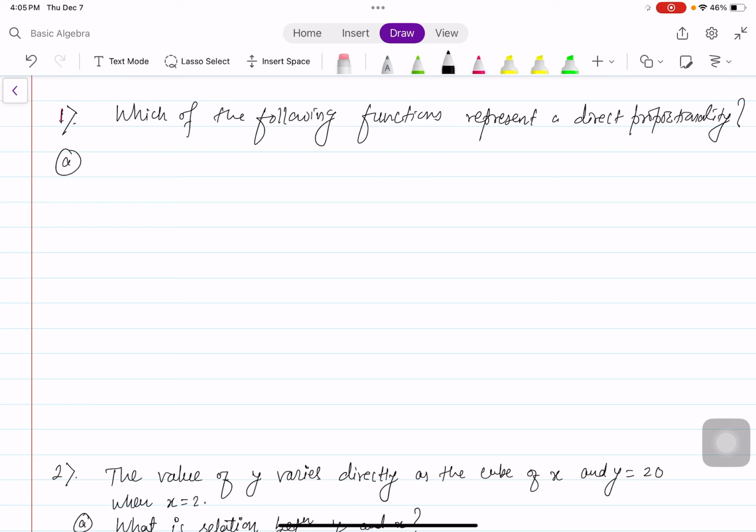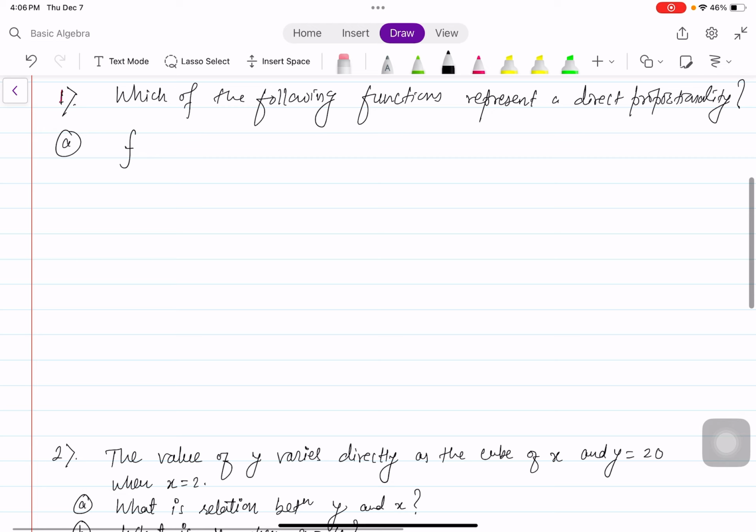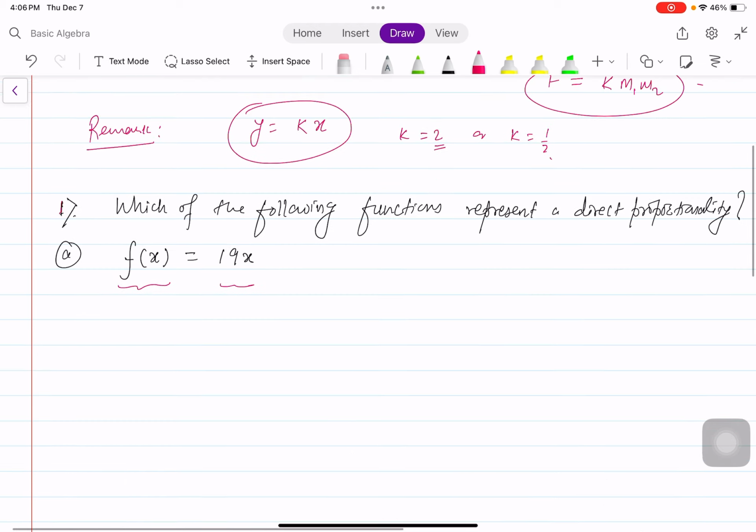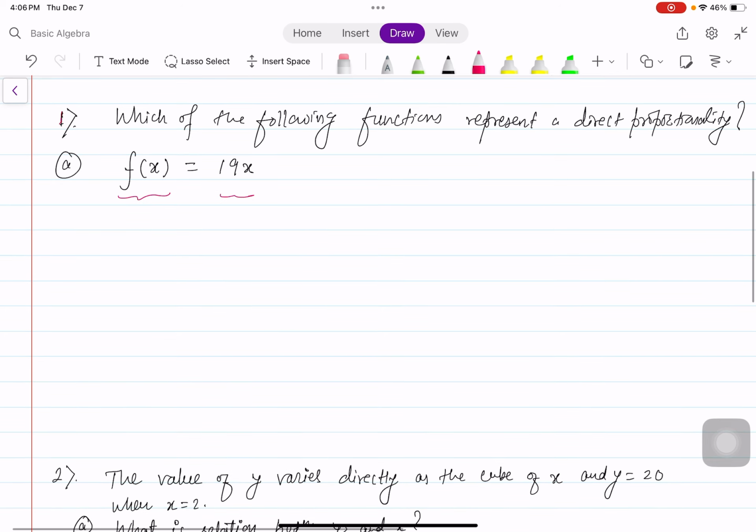So number A. Let's discuss a few of the examples. Say we have some function f of x equals 19x. You have some quantity on the left hand side, some quantity on the right hand side. Does this represent a direct proportionality? First, the basic idea. Since this is a basic problem, you may not see its significance, but it is a very useful idea. You always compare with the standard form. What is the standard form in this case? k times the input, right? In this case, the input is x.